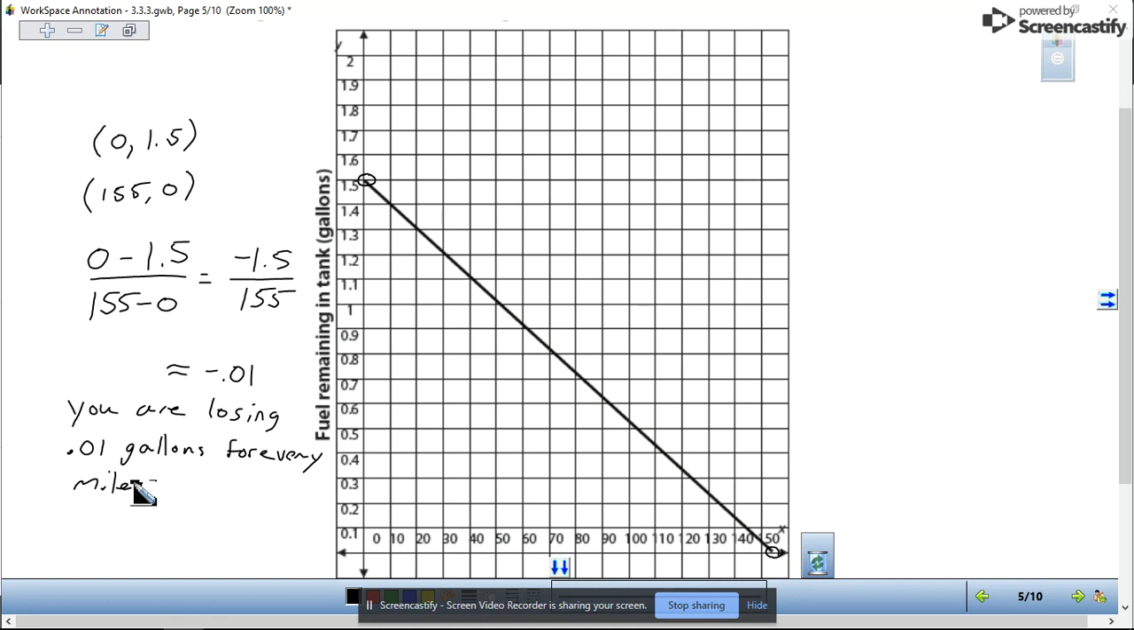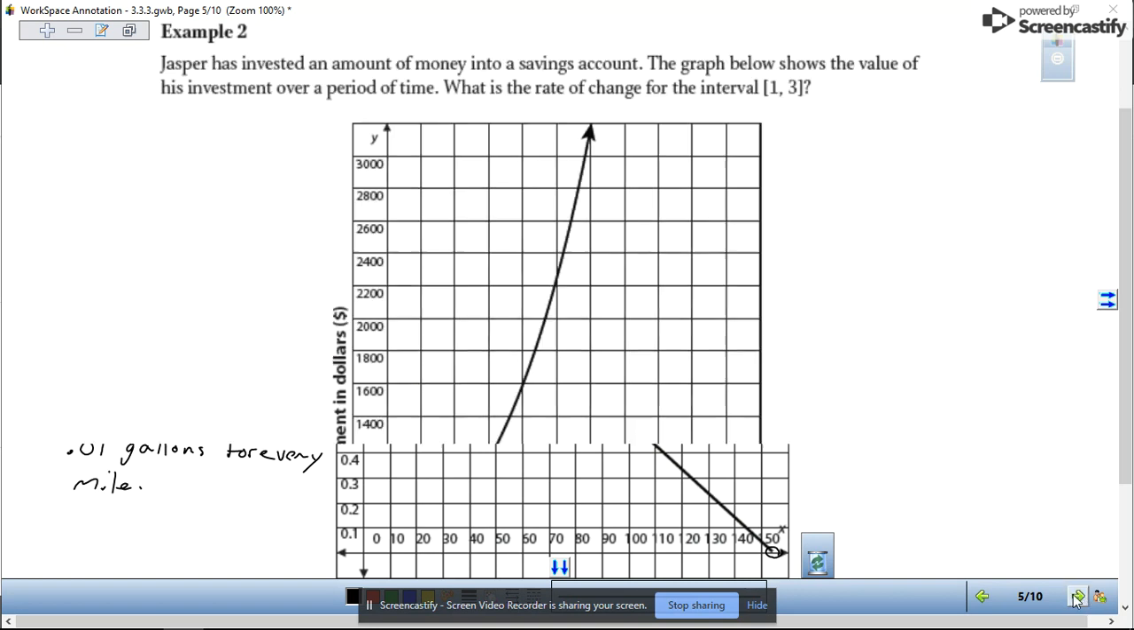Alright, so the next one. The reason it's negative here, I didn't put a negative down here because I used the word losing, which implies that we're going downhill, it implies a negative. Just make sure you understand the difference between those things. You could also say the amount of gas left is changing at a rate of negative 0.01 gallons per mile traveled. You can do it that way too.